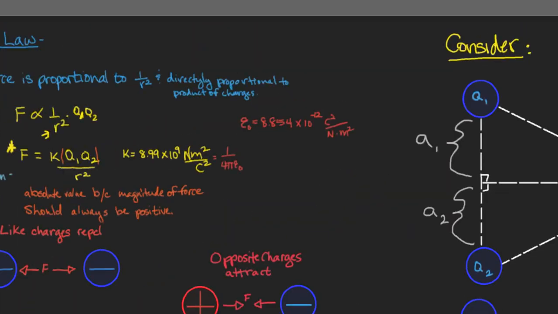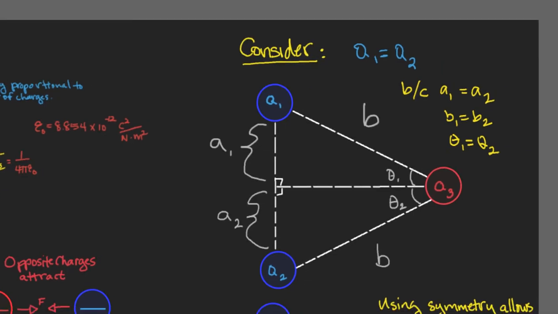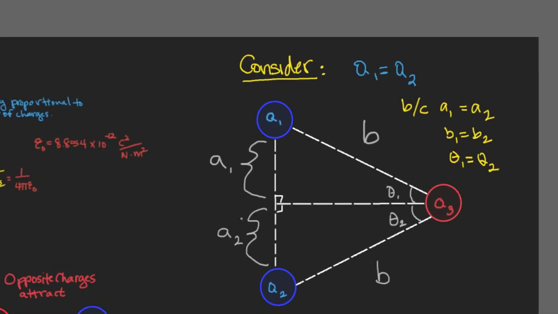Okay, so let's consider this scenario just as an example, in which we have Q1 equal to Q2, and Q3 is located at some distance d away on the perpendicular bisector of this line here, meaning that A1 is equal to A2. That's true, then B will equal B, right? These two hypotenuses, and the thetas will equal each other. So here we're going to have negative charges indicated by the blue and a positive charge here.